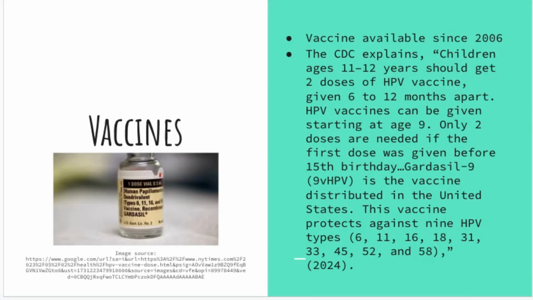Lastly, some good news is there are vaccines available since 2006. The CDC explains children ages 11 to 12 years should get 2 doses of HPV vaccine given 6 to 12 months apart. HPV vaccines can be given starting at age 9. Only 2 doses are needed if the first dose was given before the 15th birthday. Otherwise, you might need 3.